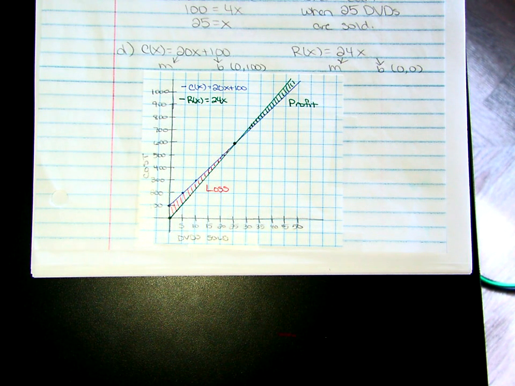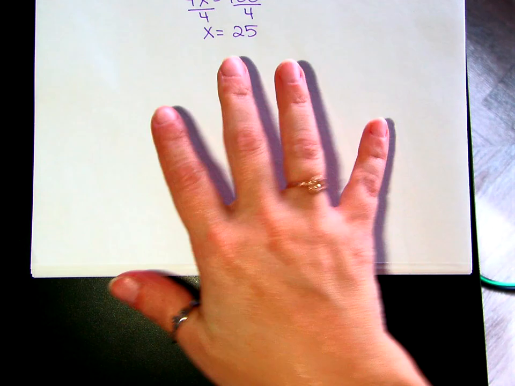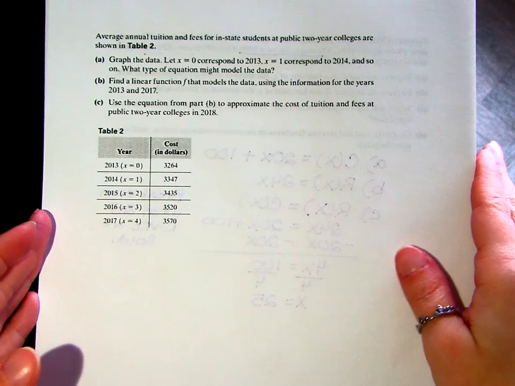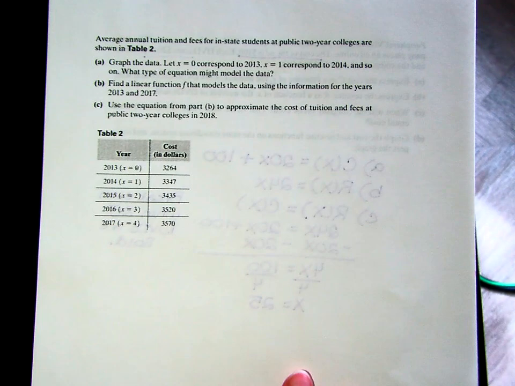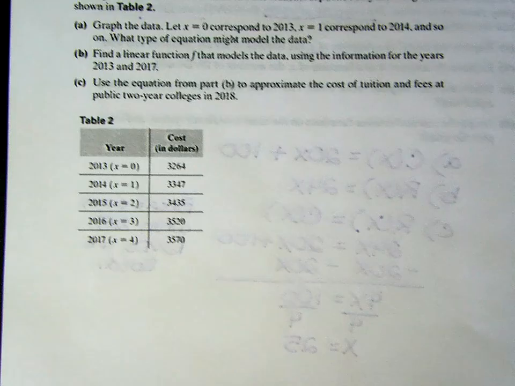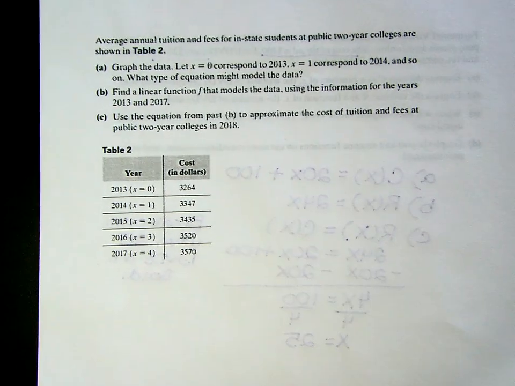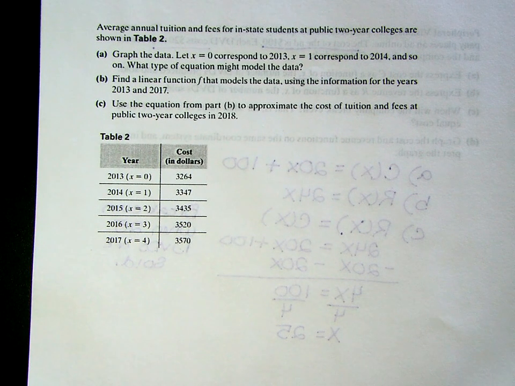All right, let's do our other problem, which is on the back of your handout. Sorry, went in way too far. This time we're going to look at tuition costs. That's a little bit applicable to you guys. It says the average annual tuition and fees for in-state students at a public 2-year college are listed in Table 2, which is the one shown.